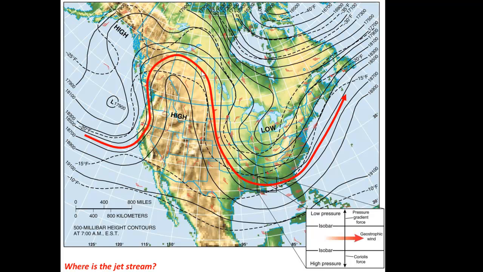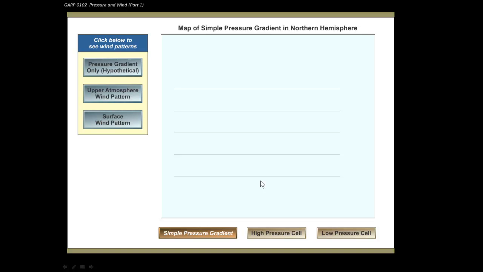So in this particular case, on this particular day, this was the wind direction in the upper atmosphere across the United States. The wind cannot blow across the isobars because we have the combination of the Coriolis force and the pressure gradient force. So all you got to do is draw a line that is parallel to the isobars. And bam, you've predicted wind direction. Here's an animation.